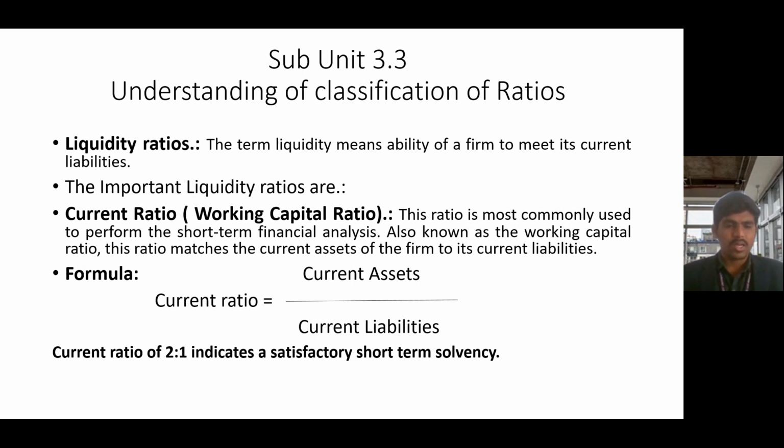It matches the current assets of the firm to its current liabilities. Current liabilities are short-term obligations, and current assets are what we have to fulfill those obligations. There is a formula to calculate the current ratio: current ratio, or working capital ratio, is equal to current assets divided by current liabilities.